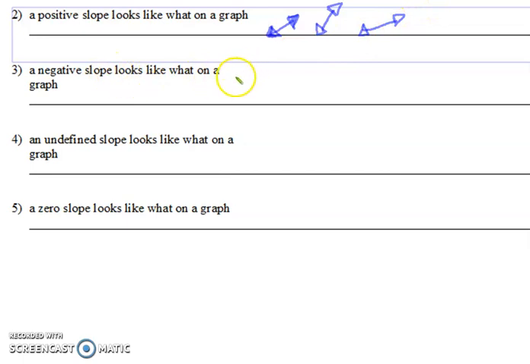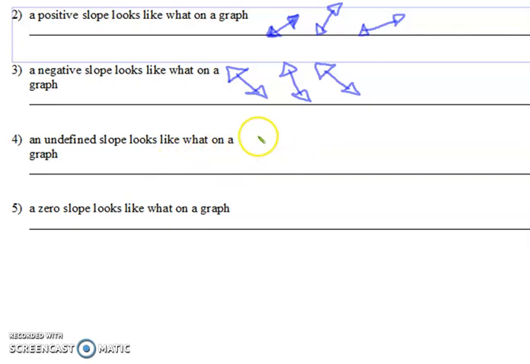A negative slope is going to be down, okay, right? Doesn't matter how steep it is, still down, right? Barely even any incline, still down. Those are all negative slopes, okay?